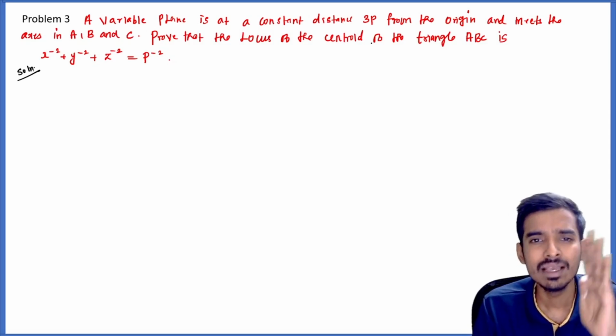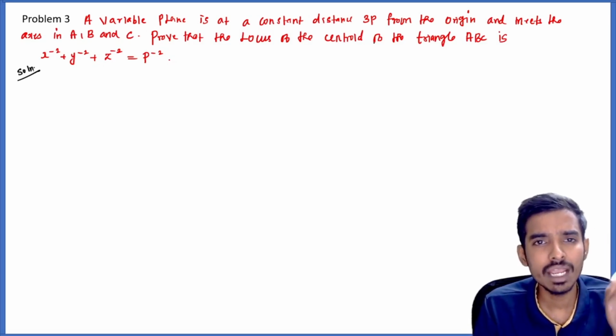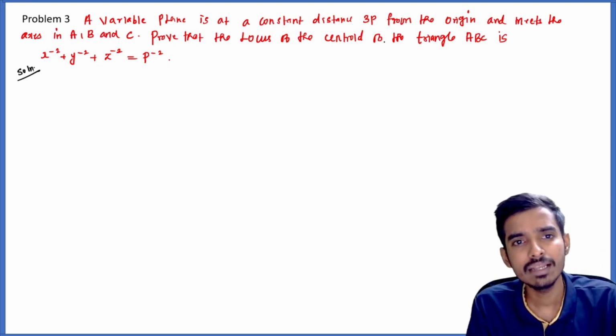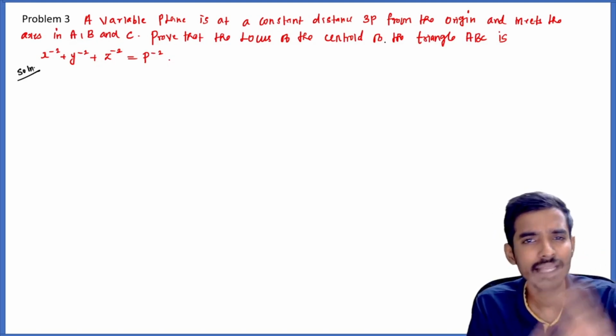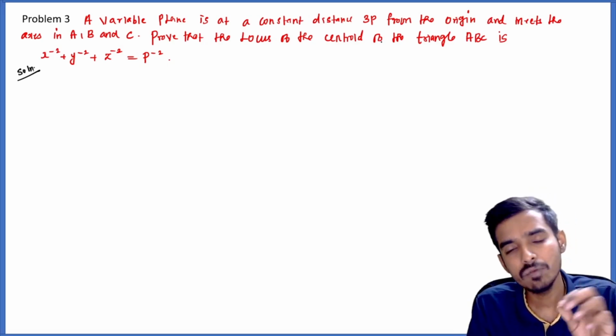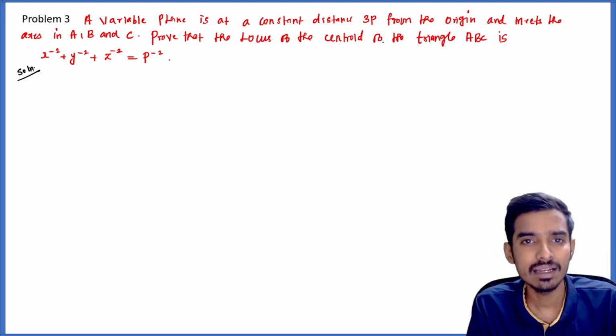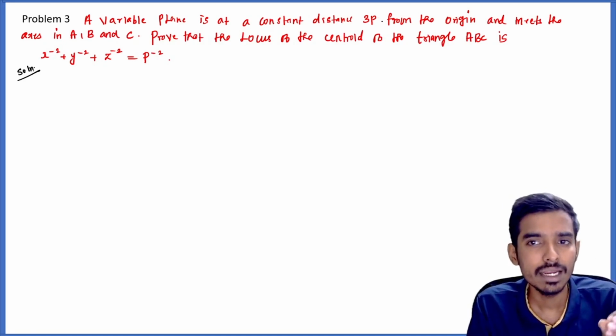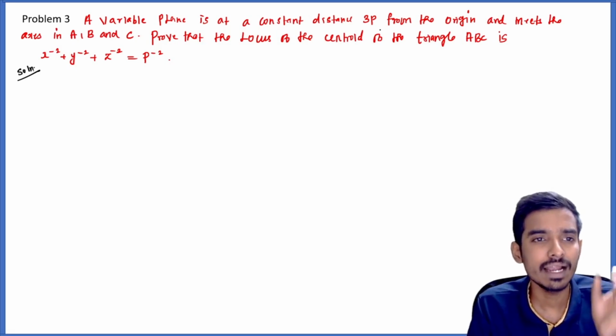Very interesting. In the previous problem, they said that through a, b, c a plane is passing and parallel to the coordinate plane. Here they haven't said any data about that. So we only have a plane, and the perpendicular distance between the plane and the origin is 3p, and it meets the coordinate axes in A, B, C. Prove that the locus of the centroid of the triangle is this.